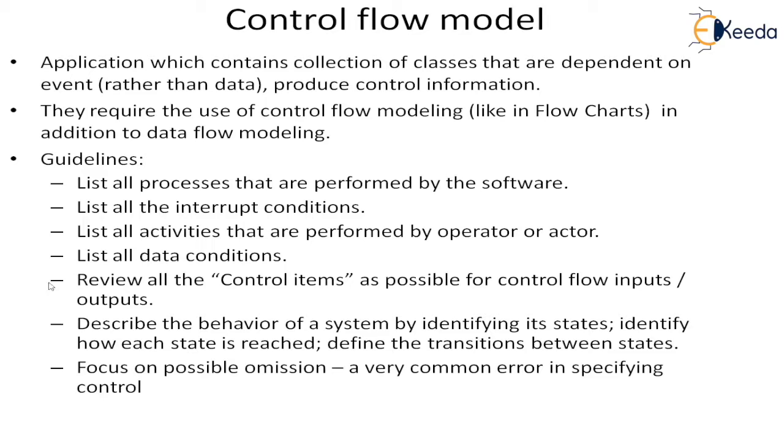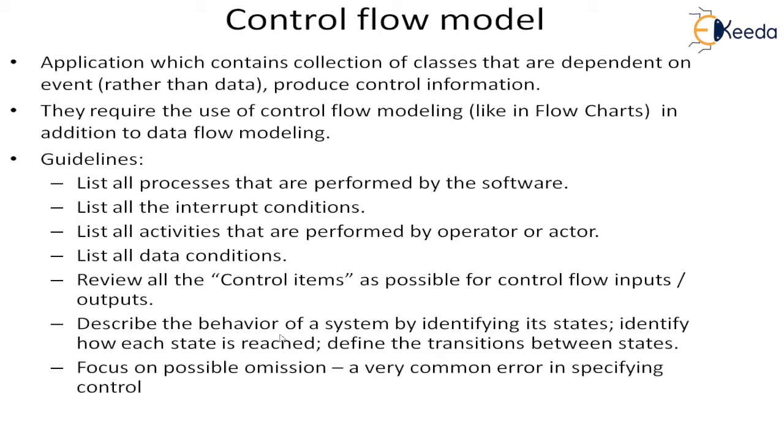And what are the guidelines for us? List all the processes, then list all the interrupt conditions. These are conditions in which it might get interrupted, or some trigger may come, or some activity may change. List all the activities that are performed by an operator or an actor. List all data conditions. Which are the conditions on which some control will happen? And review all the control items as possible control flow inputs and outputs. Once the data conditions and the interrupt conditions are known, then we will look into these control items.